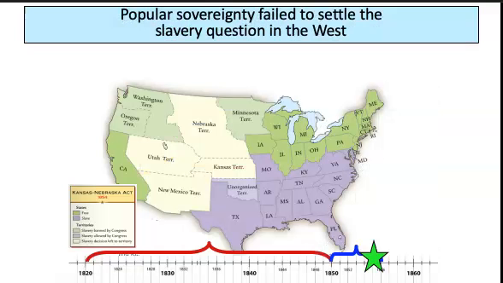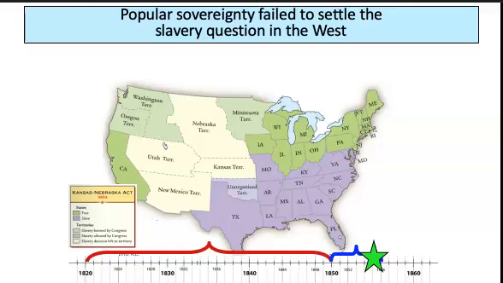Now, popular sovereignty, however, is going to fail to settle the slavery question in the West. Stephen A. Douglas's idea will fail. So how does it fail? Let's go into that. He proposes his bill in 1854.